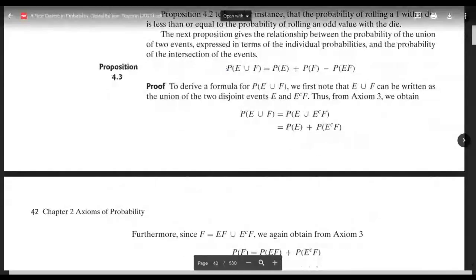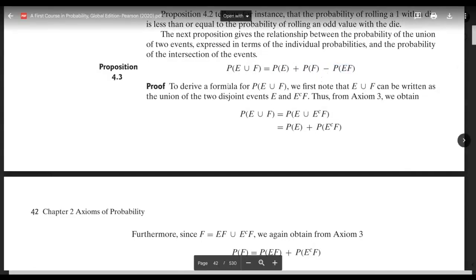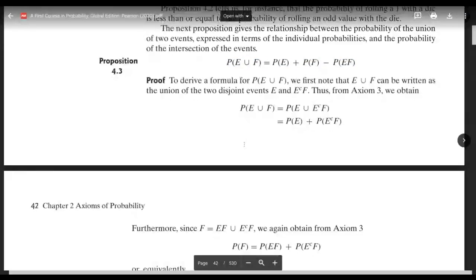Proposition 4.3. The probability of event E union event F equals the probability of event E plus the probability of event F, subtract the probability of their intersection. Because the intersection of E and F is counted here already, and also counted here already, because the intersection of the two events belongs to this one and belongs to this one. So it's counted twice. That's why we need to subtract once, right? So we use this very often.